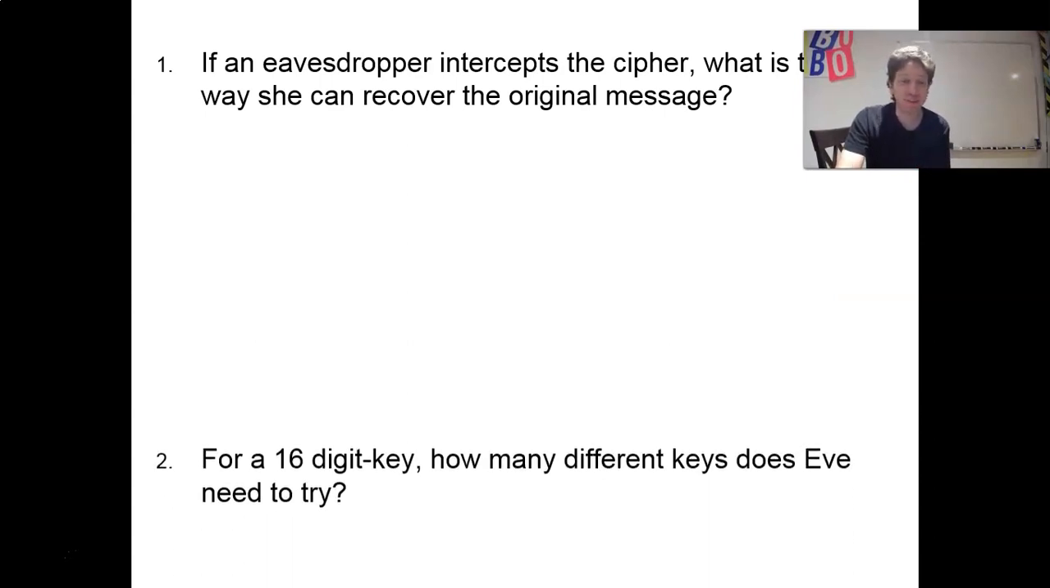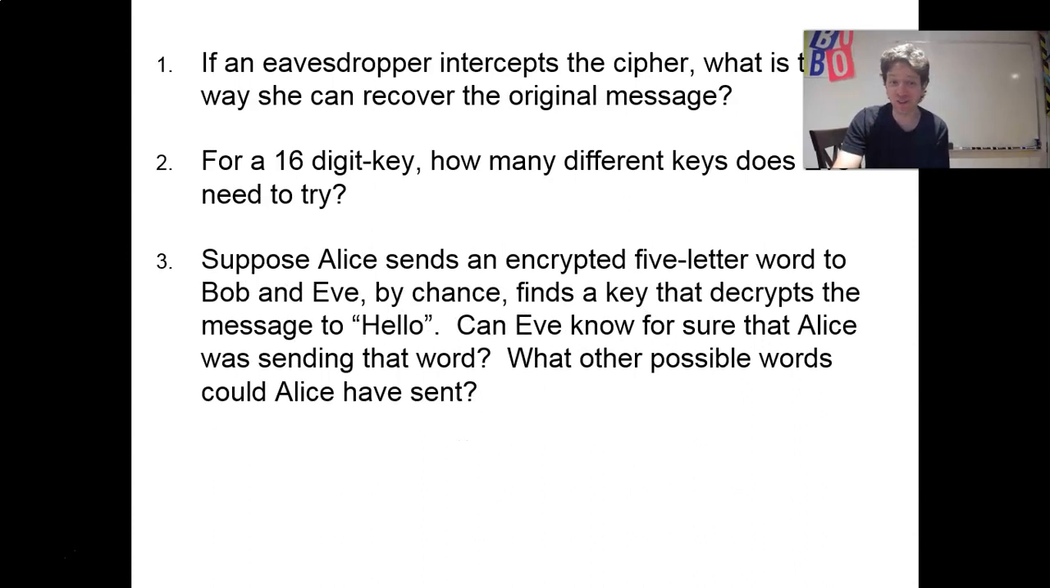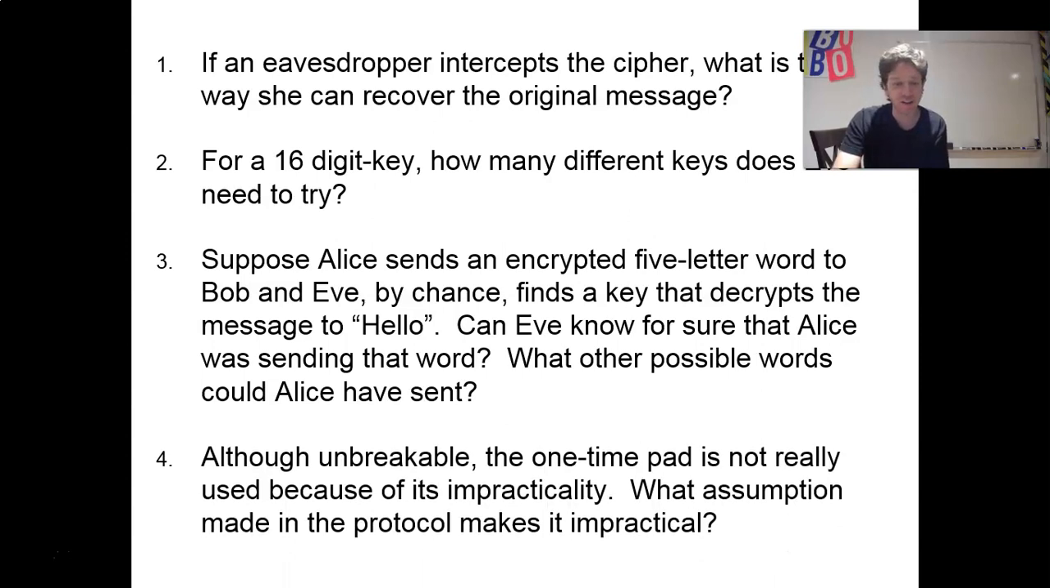Okay, there's a couple things we want to go over. One, if the eavesdropper intercepts the cipher or the encrypted message, what's the only way she can recover the original message? Well, she needs a key. And for a 16-digit key, how many different keys does Eve need to try? Even if she tried some random key and got the message to be hello, can she be sure that's the actual message? There's so many other keys that can actually create a word. So you can't be sure that's the message. So it seems pretty unbreakable.